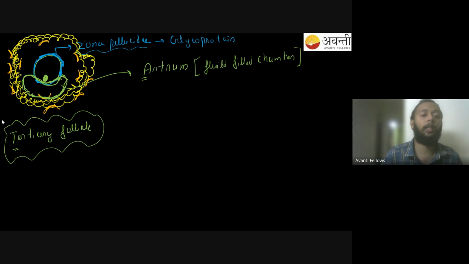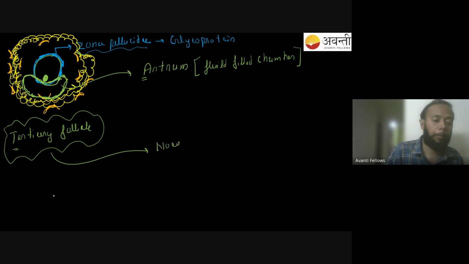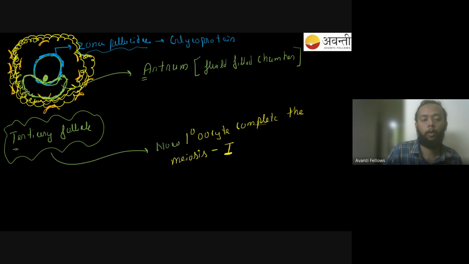So remember, as soon as the tertiary follicle has been formed, one of the key traits seen is that the primary oocyte will complete meiosis 1. Okay. Now understand this very carefully. As soon as meiosis 1 gets completed, you will find a secondary oocyte has been formed. So now my primary oocyte will complete meiosis 1, and let's see what happens.